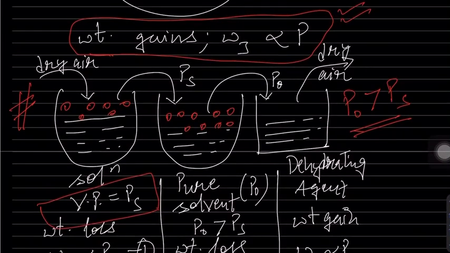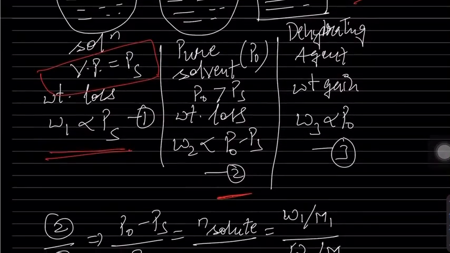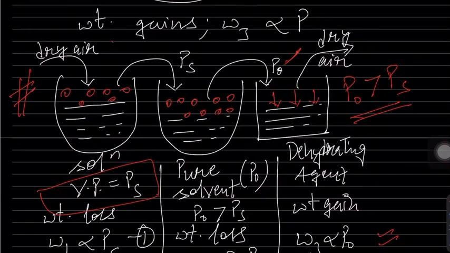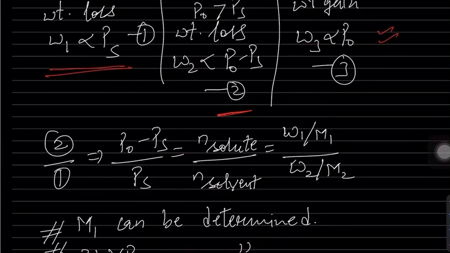So this P naught interacts with the dehydrating agent. All the vapors are absorbed over here and it comes out as dry air. The dehydrating agent gains the weight. That will be directly proportional to P naught, because it is coming with a pressure of P naught. Okay, everybody understands that. So now we will show you here, let's give it number 3.